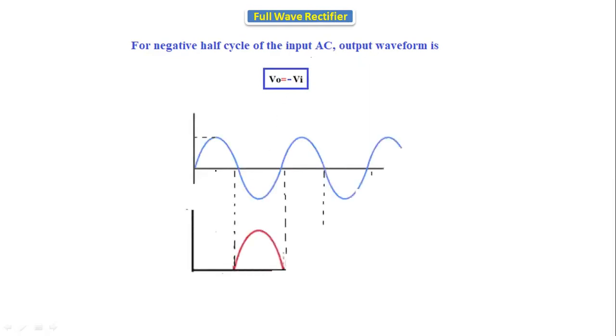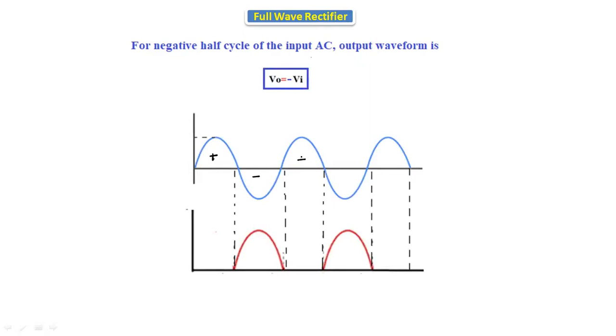Now, if you see the waveforms for the negative half cycle of the input AC, the output waveform is for the V0 is equal to minus Vi equation. Okay, output is for the negative half cycle.